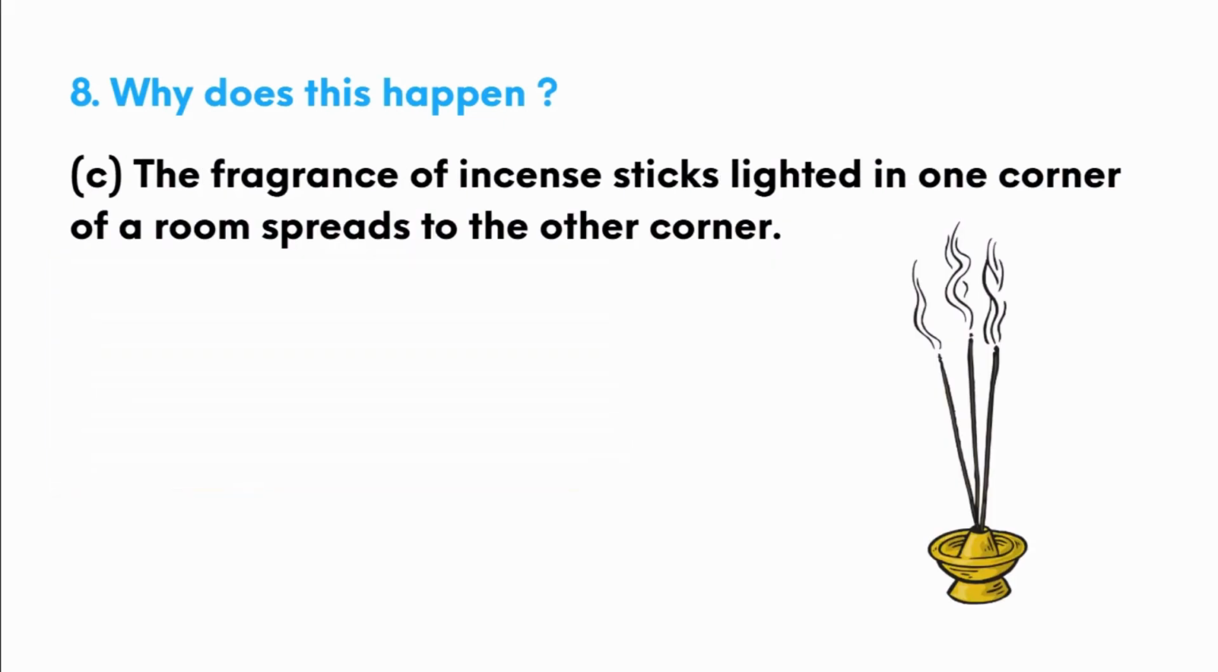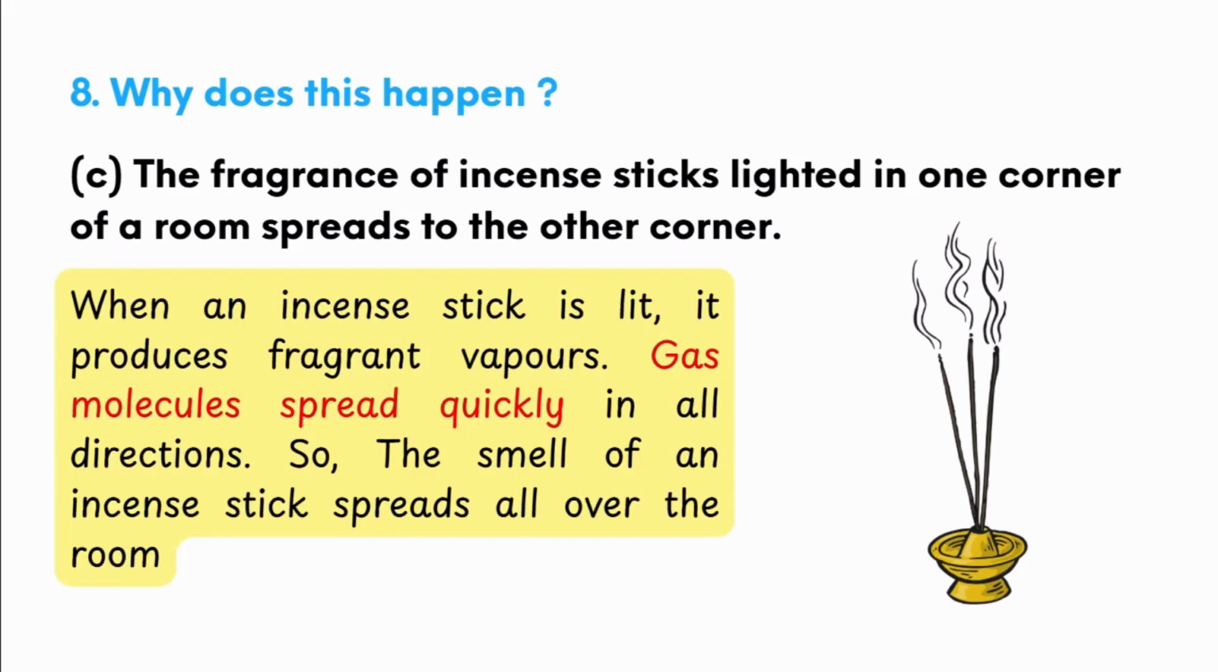The fragrance of incense sticks lighted in one corner of a room spreads to the other corner. When an incense stick is lit, it produces fragrant vapors, which are gas. Gas molecules spread quickly in all directions, so the smell of an incense stick spreads all over the room.